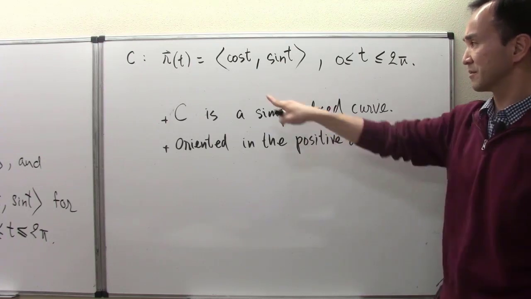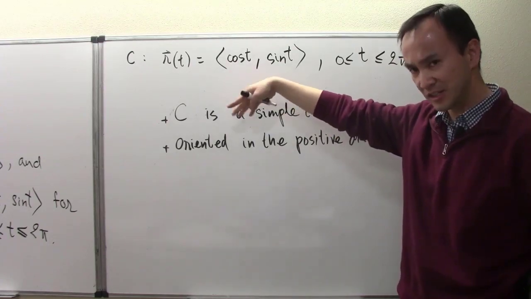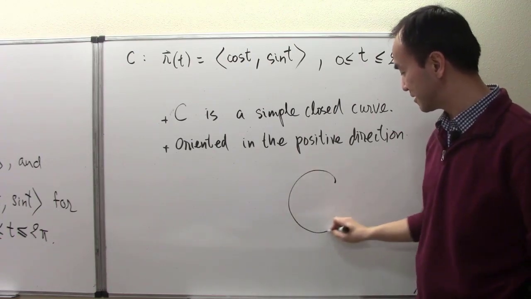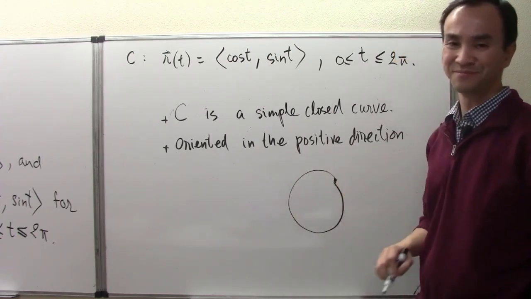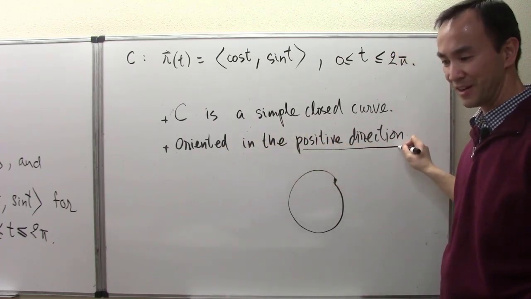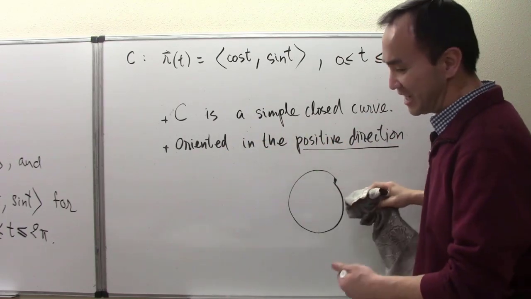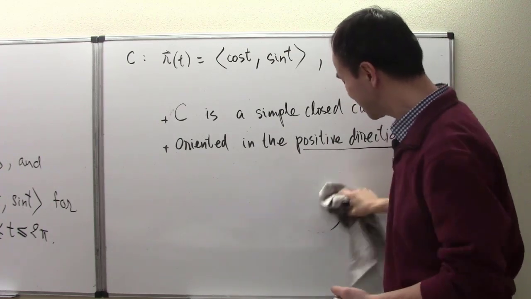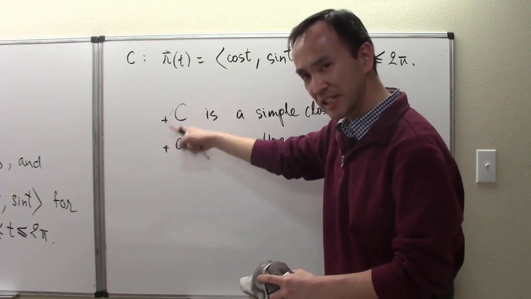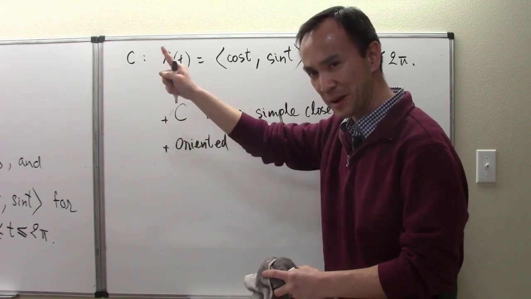And the parameterization we have here is just one among the many parameterizations. The important point is the curve itself is a closed curve, and it is oriented in a positive direction. So now, let's recognize a little further. These are the 2 characteristics on the path itself.